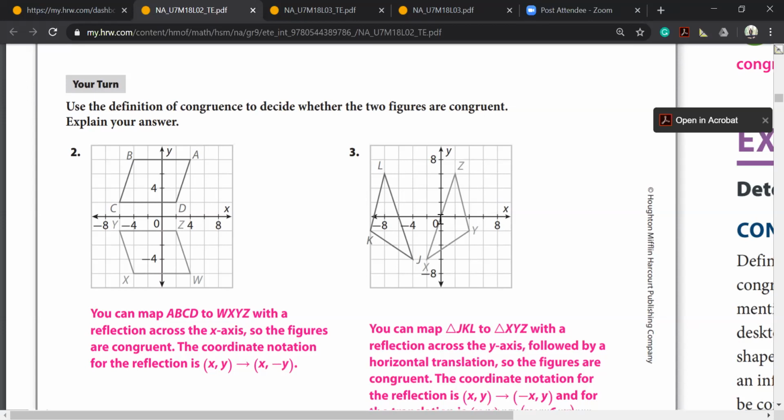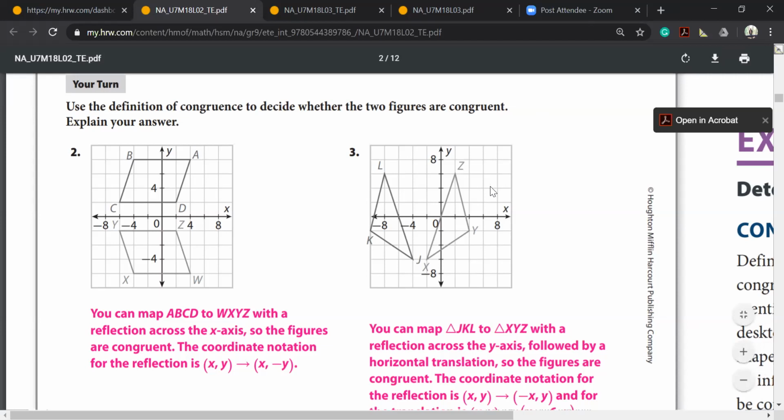Each square is 2, because this is 0, 2, 4, 6, 8. So each square is 2 points. And since I moved 3 squares, 3 multiplied by 2 is 6. So I moved to the left 6 points. Did I move up or down? I didn't. I only moved left.